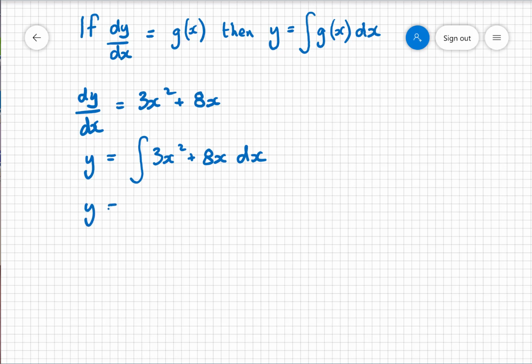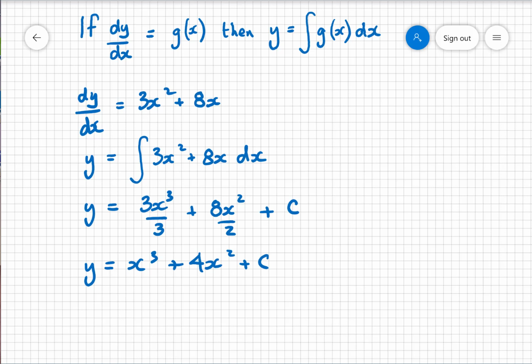So y will be equal to 3x cubed over 3 plus 8x squared over 2 plus c, which we can simplify to y equals x cubed plus 4x squared plus c. We've arrived at the general solution of our first order differential equation in that final line there. In order to find c, we would need a value of x with a corresponding value of y, which we weren't given in this particular case.